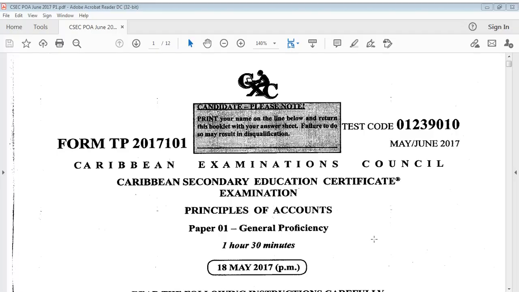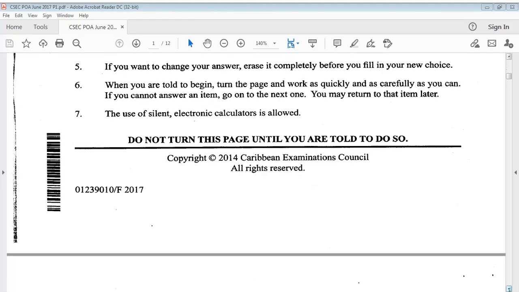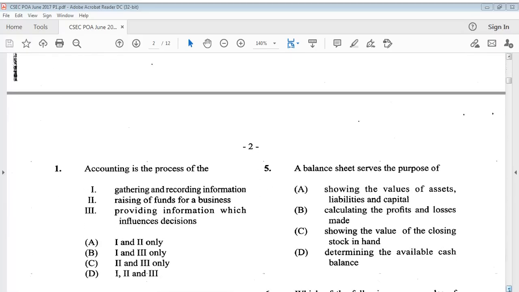Now, let us get into this paper. There are quite a few questions that have been repeated, but there are a few that are not. So I'll be going through this paper quickly because some questions have been repeated.